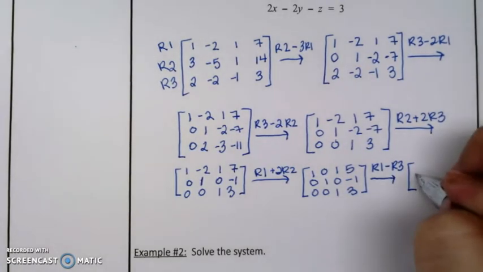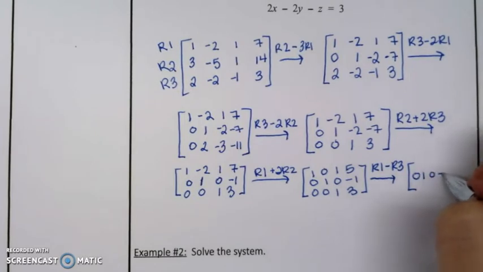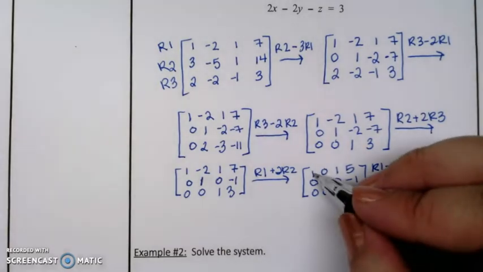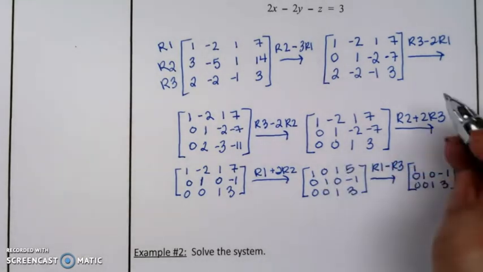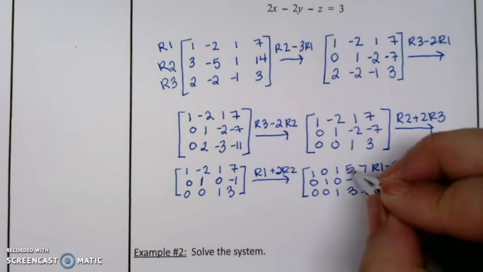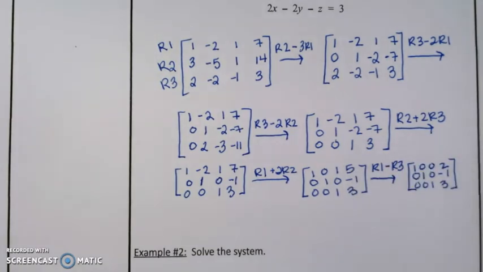So again, rows 2 and 3 are staying the same. 0, 1, 0, negative 1. 0, 0, 1, 3. And only row 1 is changing. So 1 plus 0 is 1, or 1 minus 0. 0 minus 0 is 0. 1 minus 1 is 0. 5 minus 3 is 2.